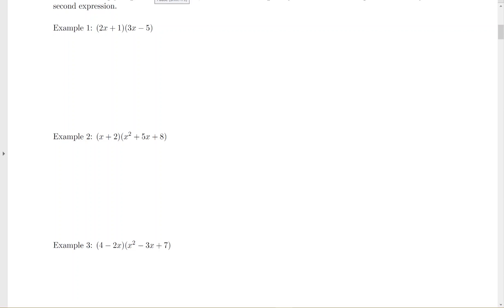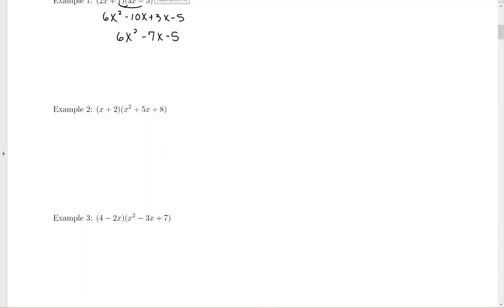Going to be performing operations with polynomial functions, primarily multiplying them together. So we're going to take the first here and do FOIL method on it. 6x squared minus 10x, distribute the 2x, and then distribute the 1. And then combine like terms. So 6x squared minus 7x minus 5.